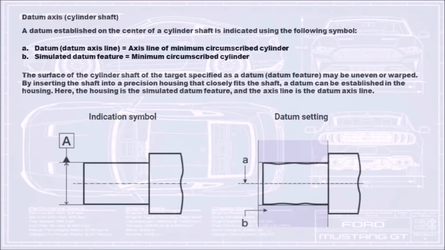A datum axis line equals the axis line of the minimum circumscribed cylinder. B simulated datum feature equals the minimum circumscribed cylinder. The surface of the cylinder shaft of the target specified as a datum feature may be uneven or warped. By inserting the shaft into a precision housing that closely fits the shaft, a datum can be established in the housing. Here, the housing is the simulated datum feature, and the axis line is the datum axis line.